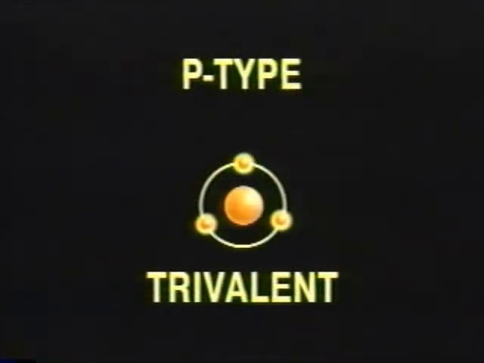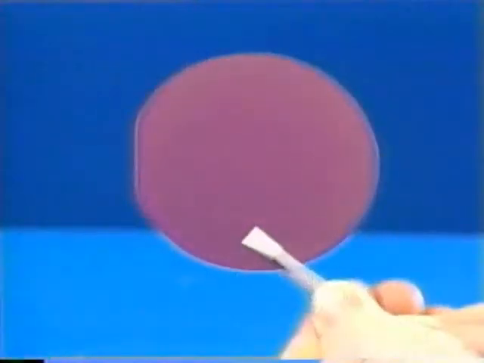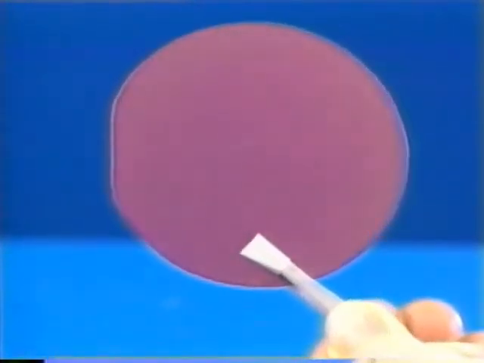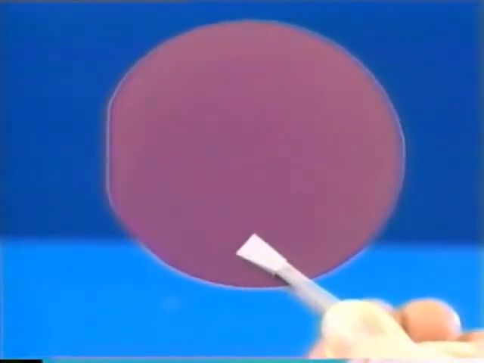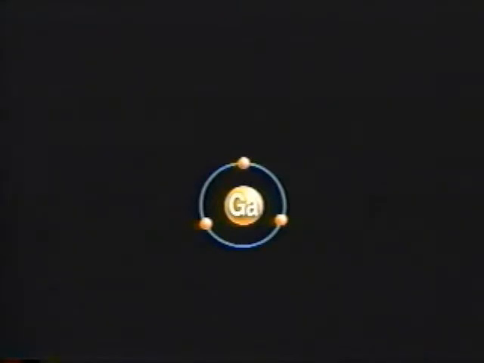A P-type semiconductor, on the other hand, is formed by doping a pure crystal to make more holes. This is done by using trivalent atoms. As the prefix implies, these atoms have 3 valence electrons. This silicon wafer has been doped with boron, a trivalent element. Gallium, labeled Ga, is another common trivalent element used for doping.